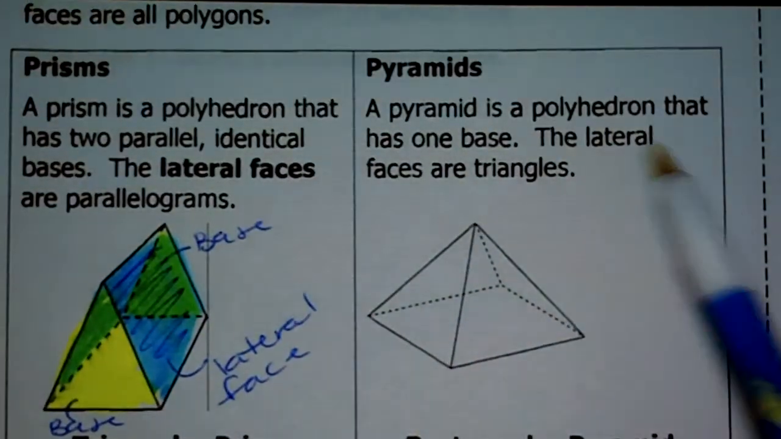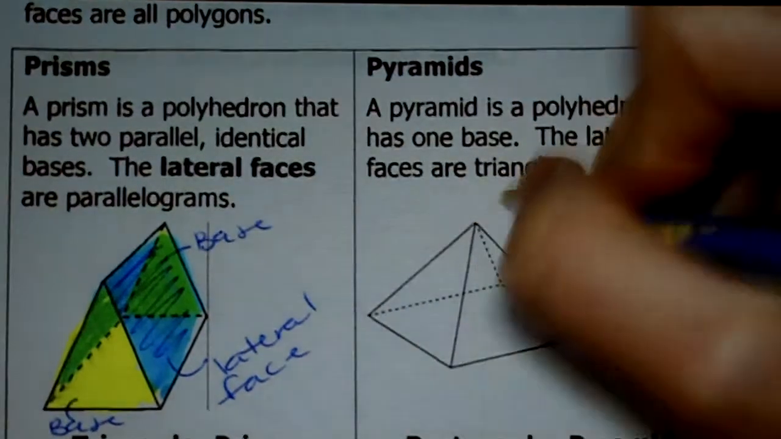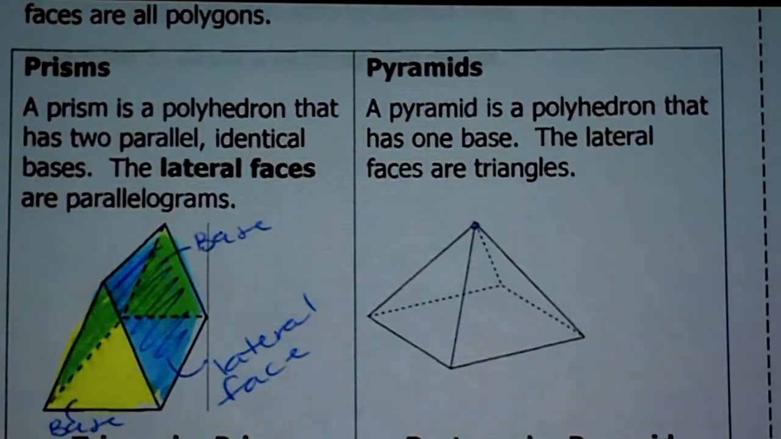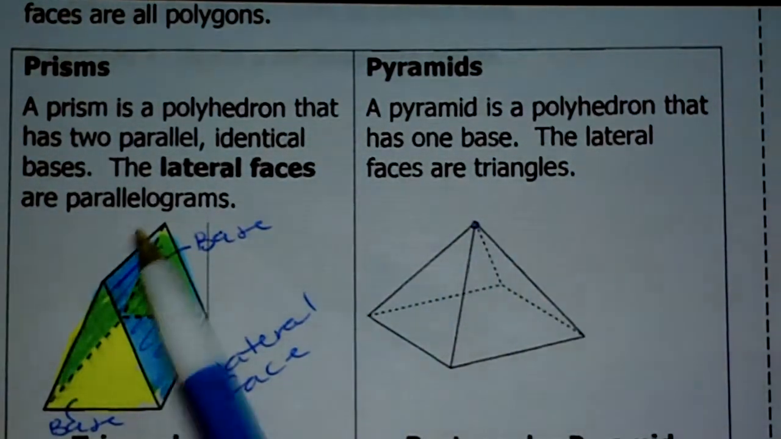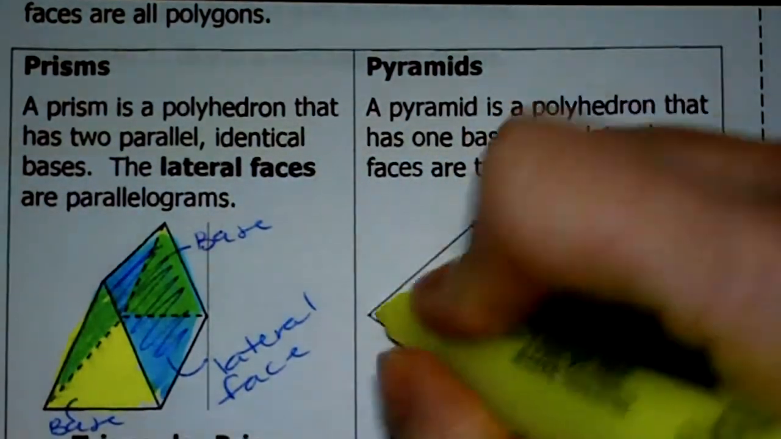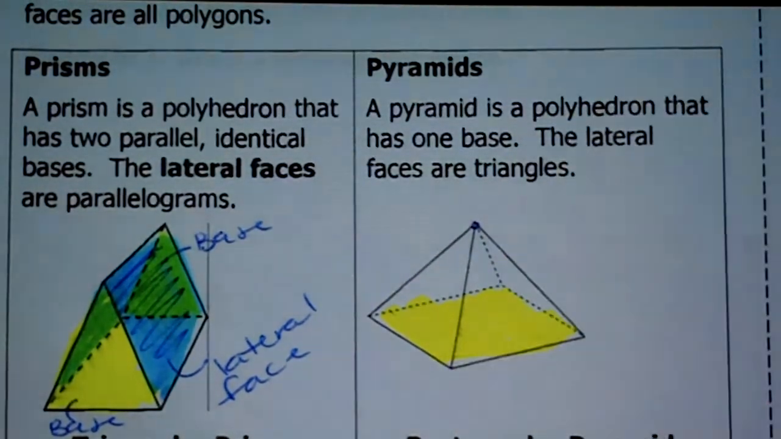A pyramid is a polyhedron that has one base. Also, the sides are all going to come up to a point. So all the lateral faces in a pyramid are always going to be triangles. Here we see the lateral faces are parallelograms. They're not triangles. When you have a pyramid, the lateral faces, the sides, are all going to be triangles, and the base is what's going to differ. So notice in this one, I only have one base. I don't have two identical bases. That's one way to tell.